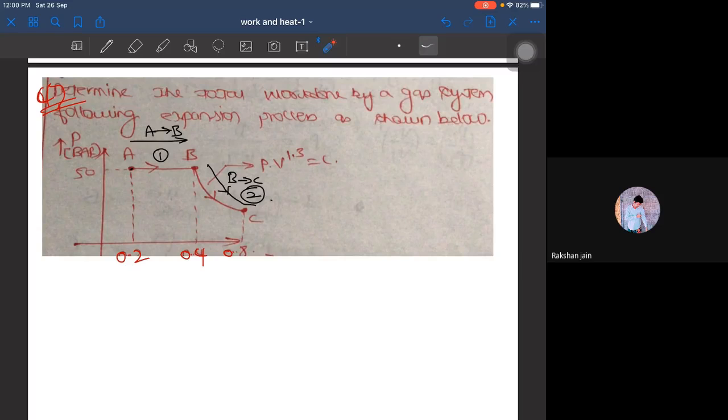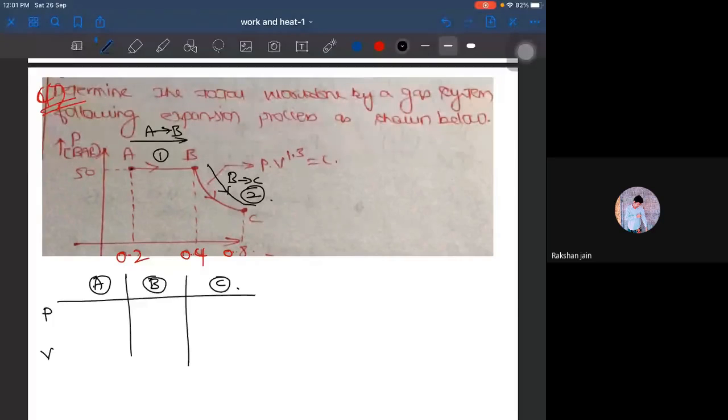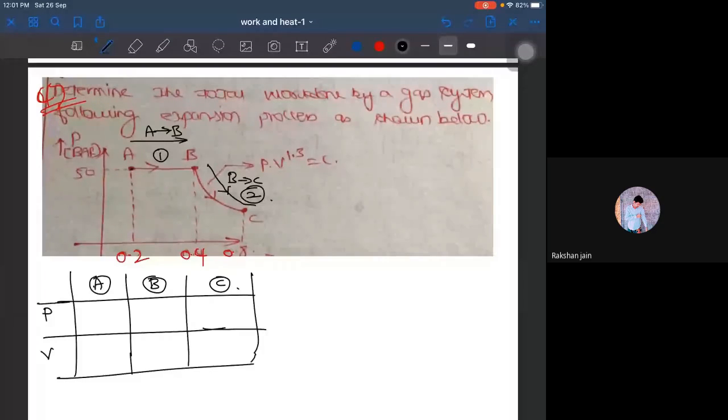So first draw a state table for this. State table in the sense you have state A, state B, state C, and pressures and volumes. Just draw a table like this. Do I know the pressure at state A? 50. So 50, what is the unit? So watch for the unit. Bar. So 50 bar. In bar, in the sense, how should I convert this?